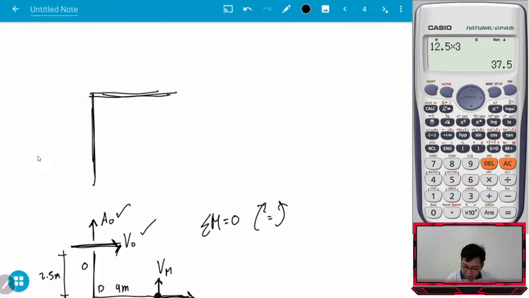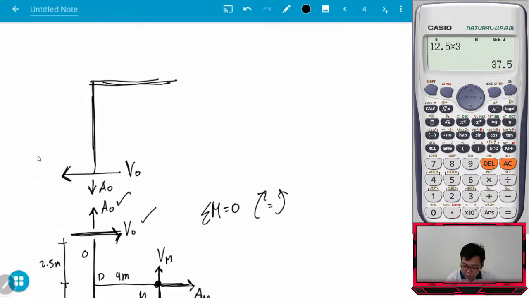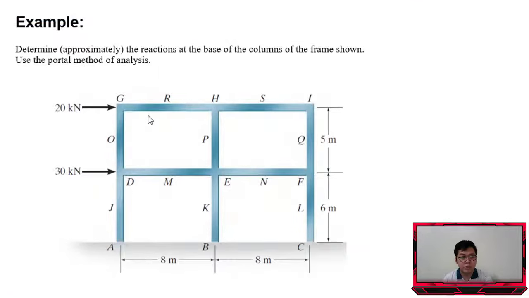Yan. Meron tayo dito. So, ito yung AO. Tsaka ito yung VO. Yan. Okay? So, tapos dito, meron din tayo dito. Meron tayong V. Meron din tayong eggshell dito. Yan, eggshell. Okay? So, this is actually point G. And then this is O. And then this is R. Yan sa itaas.